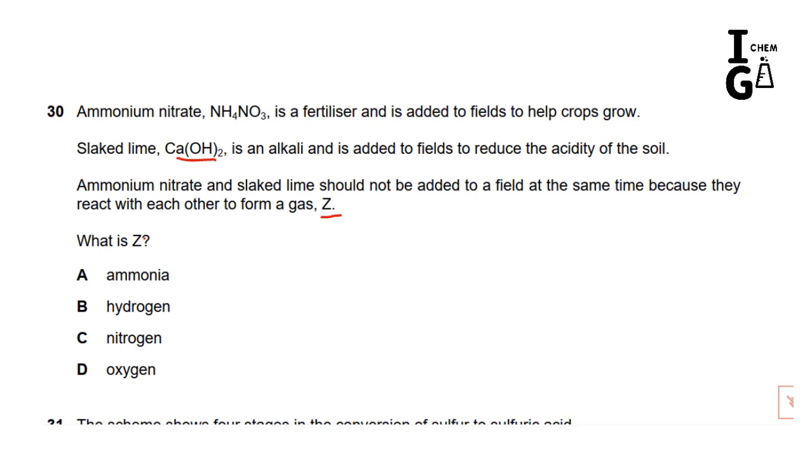What is Z? Actually, guys, we have a rule. This rule says that if you have any ammonium salt, like ammonium nitrate, this is an ammonium salt, and it reacts with a metal hydroxide, like this calcium hydroxide, they produce ammonia gas. So the correct answer easily is ammonia gas, and you can memorize the rule. Again, any ammonium salt plus metal hydroxide produces ammonia gas.